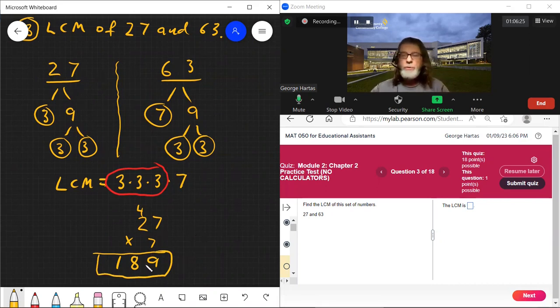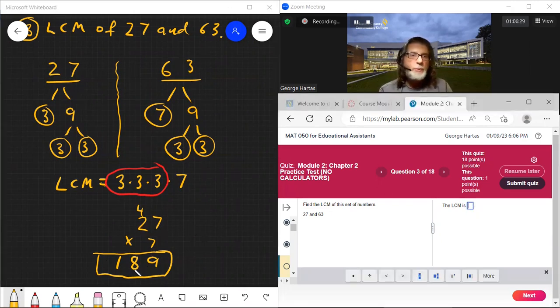All right, so when you're putting the LCM in the answer box, this is what they want. They don't want the prime factorization, so don't put that in there. Put the actual product, the answer, 189.